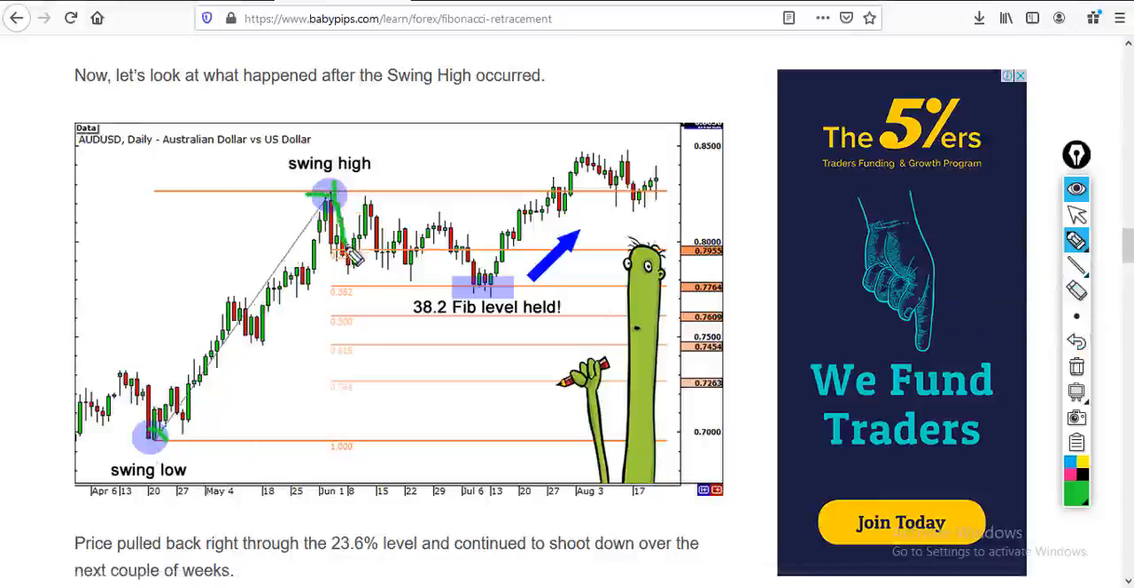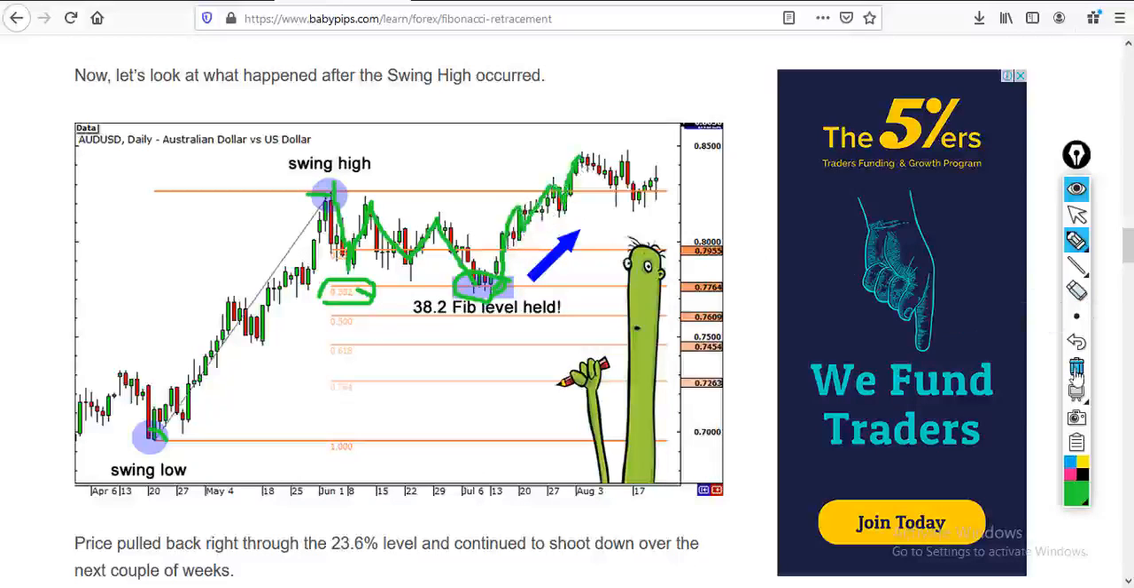Price fell, broke the 0.236 level. It found support there. Price rose back up, came back to test it again, and it bounced off again. And finally, it came back to test the 0.382 retracement level, and this is where price held. Price was unable to move further. So you can see that this level 0.382 is a very strong retracement level. Price always comes to this area and stalls there before finding its momentum back.